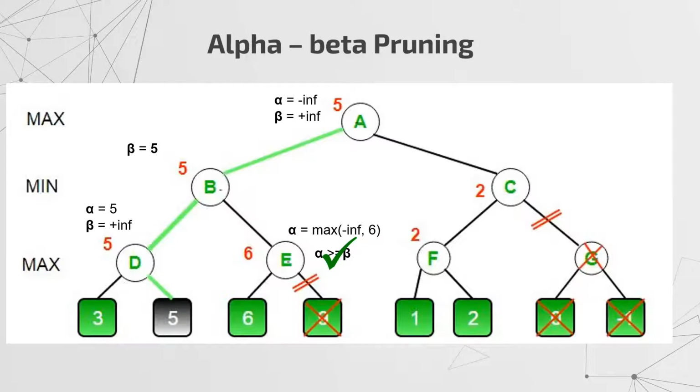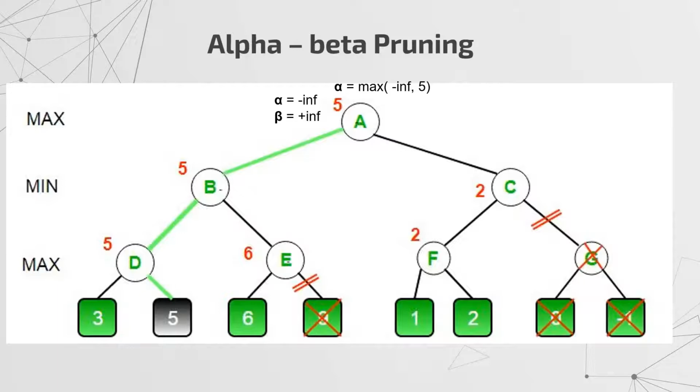E returns a value of 6 to B. At B, beta is the minimum of 5 and 6, which is 5. The value of node B is also 5. B returns 5 to A. At A, alpha is the maximum of negative infinity and 5, which is 5. Now the maximizer is guaranteed a value of 5 or greater.